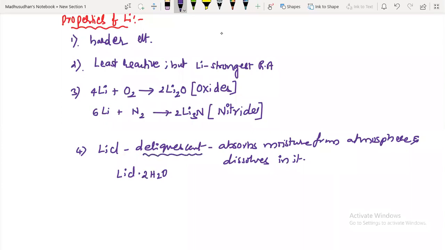What is meant by deliquescent, guys? It absorbs water molecules and always exists as a hydrated molecule. Other alkali metals do not form these hydrates. Only lithium can form this because of its deliquescent nature. Okay, next, fifth property. You know that lithium bicarbonate exists only in solution, and all the remaining bicarbonates exist as solids. This also we have done, right? Note these things faster.